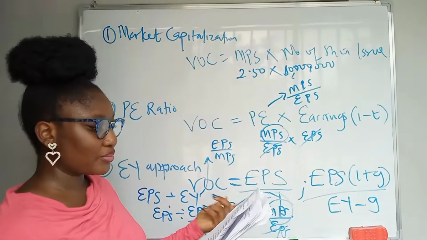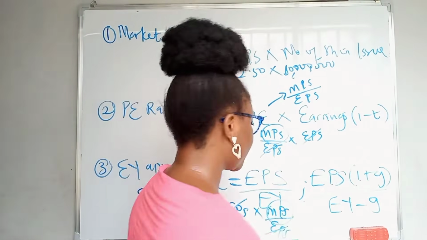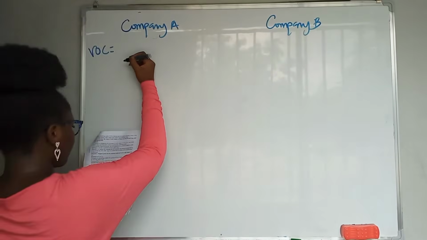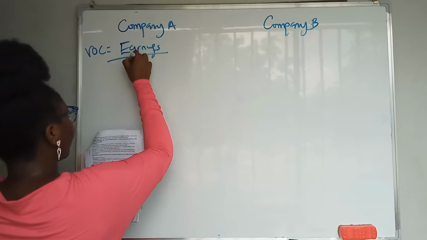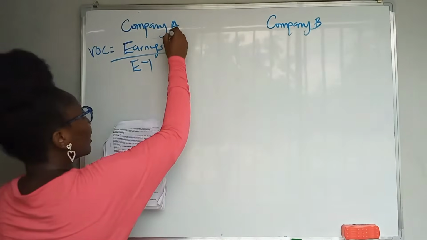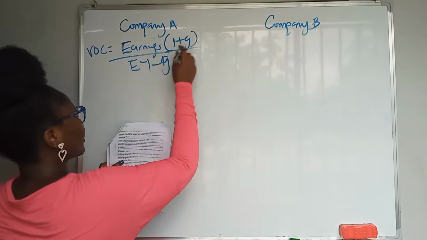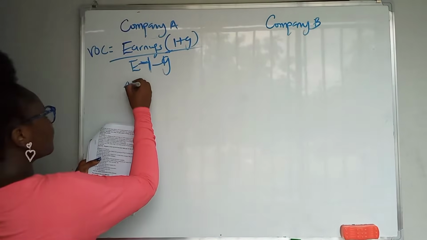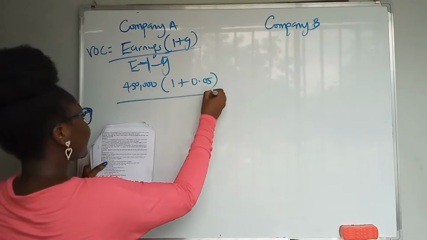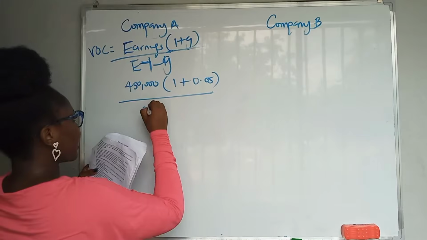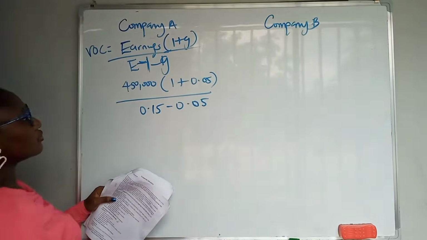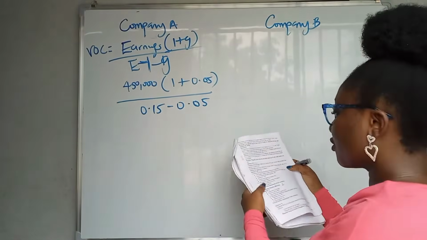So now calculate the value of the company. This one is very simple. Okay, let's do it. For company A, the value of the company will be equal to the earnings divided by the earnings yield. The earnings here is 450,000. Oh, they even gave us growth, so we have to use the growth formula, 1 plus G over EY minus G, right? So we put the earnings 450,000 into 1 plus G. G is 5%, 0.05 per annum, divided by the earnings yield, 15%, that's 0.15, minus 0.05 growth rate. Does it make sense?